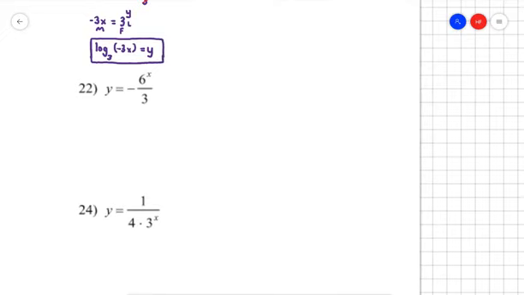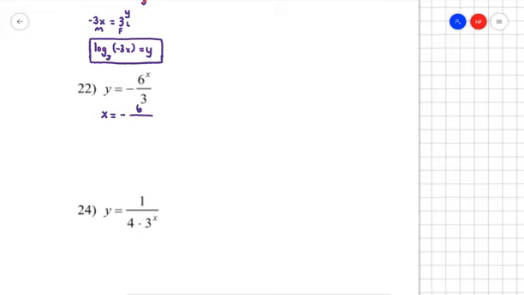Number 22, the same deal, where we have a fraction. So we've got x equals negative 6 to the power of y over 3. So we're going to multiply again by a negative 3. And then we'll convert. So log base 6 of negative 3x is equal to y.